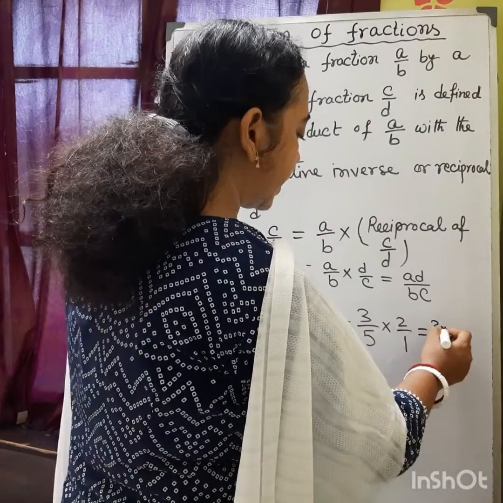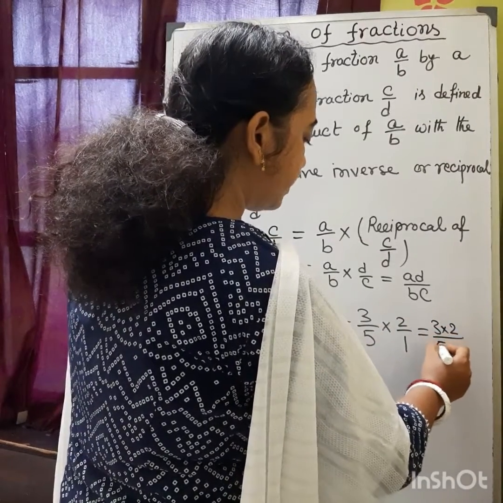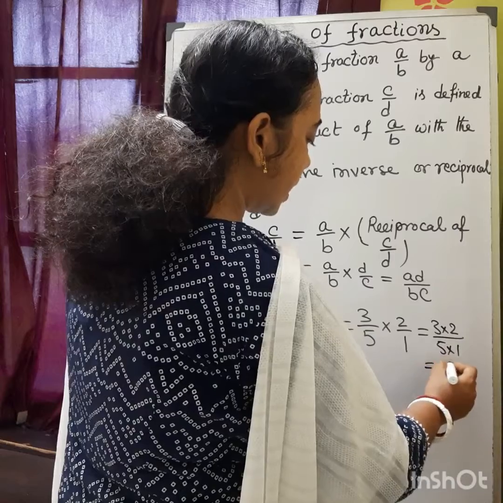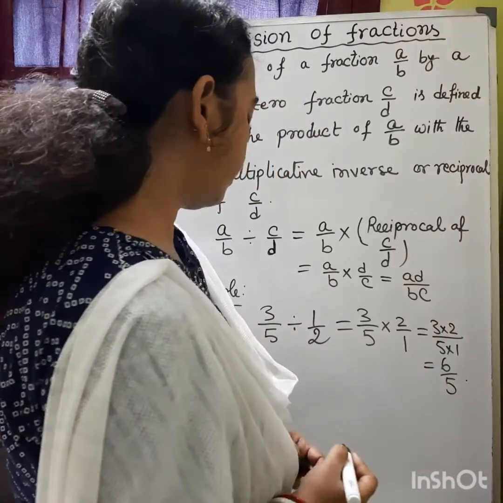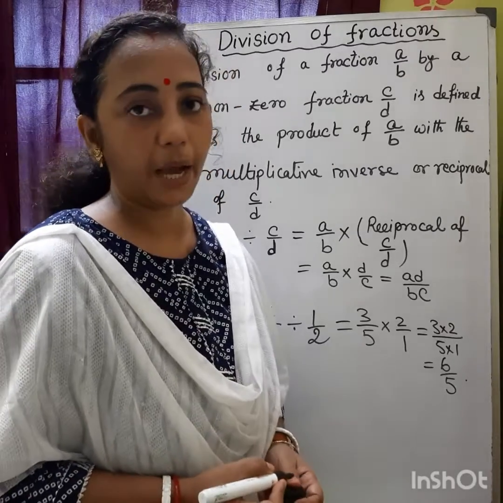That means 3 multiplied by 2 divided by 5 multiplied by 1. So this becomes 6 by 5, which is the required answer when we divide 3 by 5 by 1 by 2.